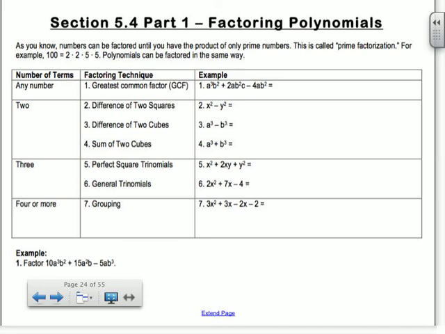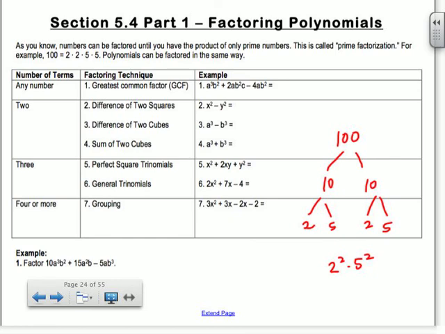All right, so there's lots of different ways that you can have factoring. So I'll kind of run you through the different types. Okay, so it says, as you know, numbers can be factored until you have only the product of prime numbers. So this is called prime factorization. So with numbers, if I had 100 to start out with, do you guys remember how you did this back in like elementary school? You broke it into 10 and 10, and then you did 2 times 5, and then 2 times 5, right? So it would be 2 squared times 5 squared for prime factorization.